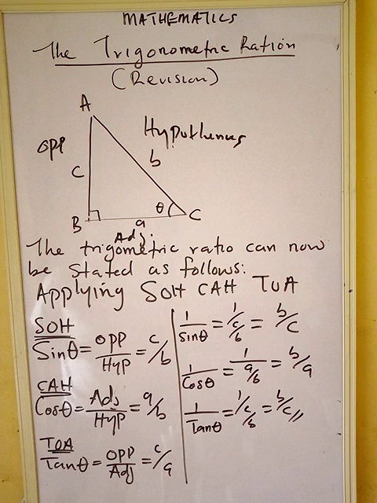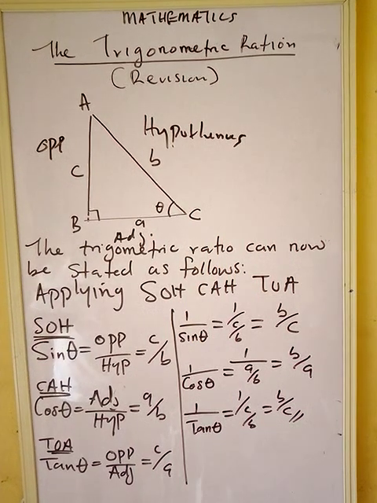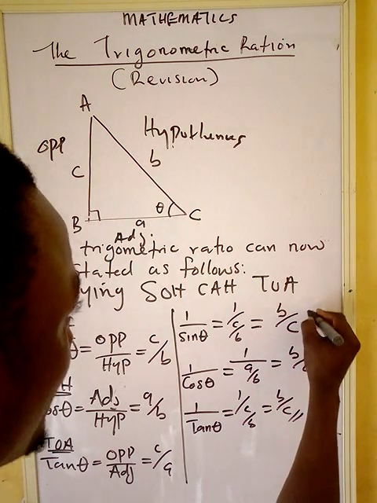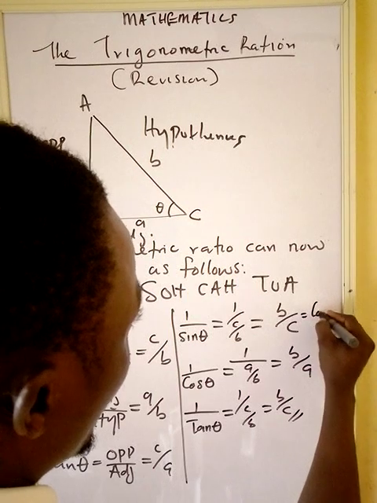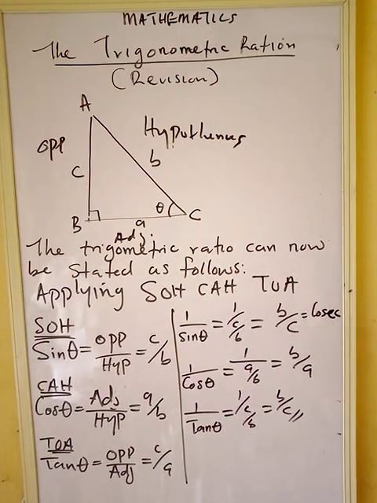Now, if you look at the reciprocals of these ratios, the first one, which is 1 over sin theta, is cosecant. That is cosec. The opposite of sin theta is cosec, which is cosecant.